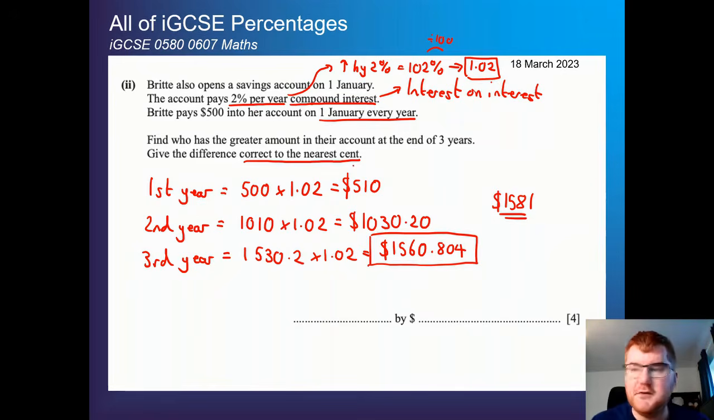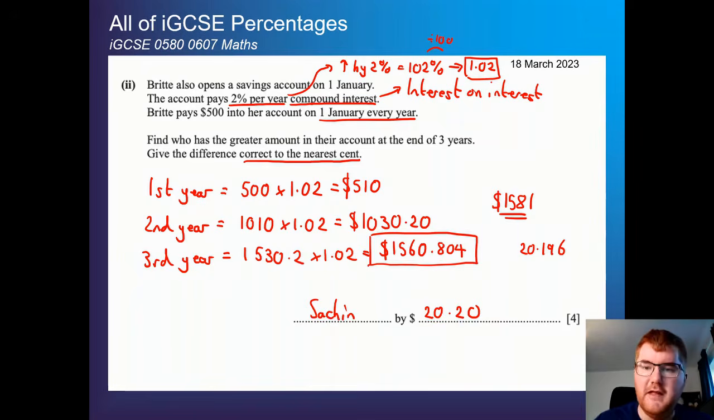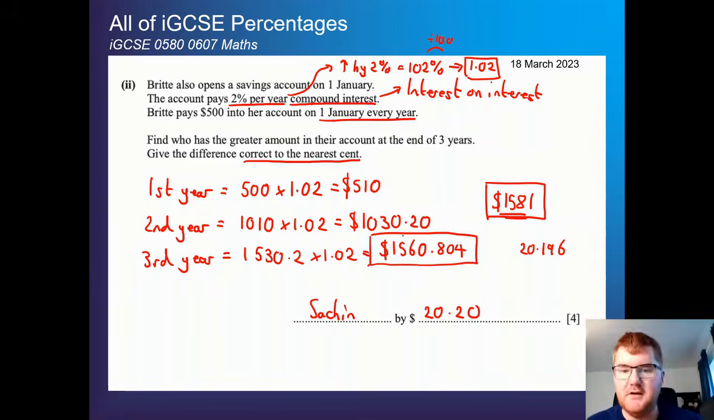20.19. Again, we want to do it to the nearest cent here. So 20.196 rounded to the nearest cent will be 20.20. So $20.20, and it is Sachin that's got more than Britta in this case. So Sachin has got the most amount of money, but only by $20.20.